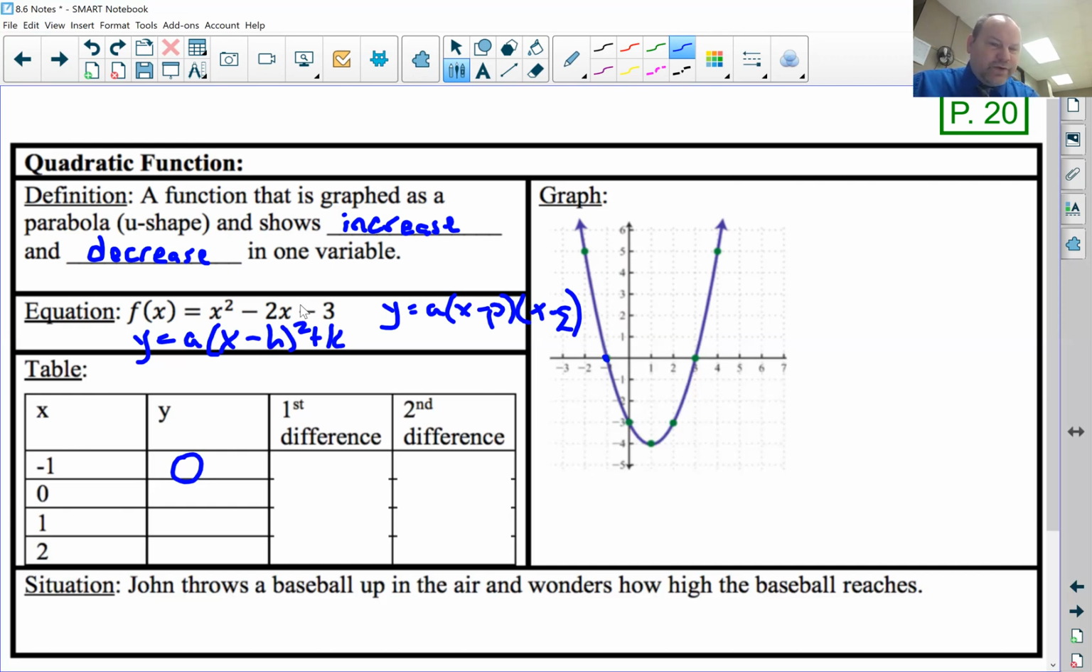When I plug in 0, I know I'm going to get my value for C, my y-intercept, -3. If I plug +1 in, again, if I look at my graph, I get a -4. And we can look at that. It's 1 squared, which is 1, minus 2 times 1. So 1 minus 2 is -1, minus another 3 is -4. And if I plug 2 in, I get 2 squared, which is 4, minus 2 times 2, which is 4. So 4 minus 4, 0, and 0 minus 3 is -3.